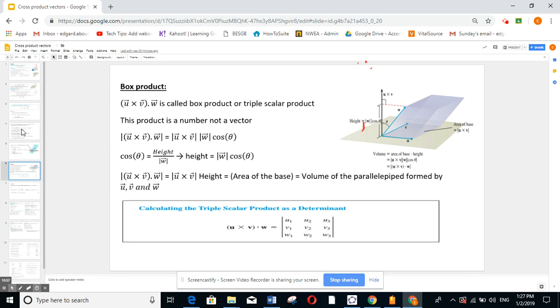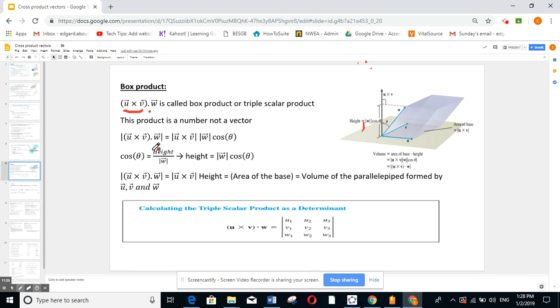What is a box product? The box product is a product of 3 vectors, where the first two are a cross product, and then I have a dot. You know, the cross product of 2 vectors is a vector. If you have U cross V, you get a vector, and now it's a scalar product with a third vector. U cross V scalar W is not a vector, it's a number. So here we have a number.